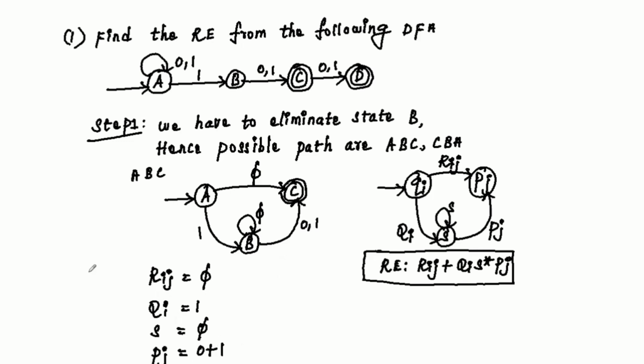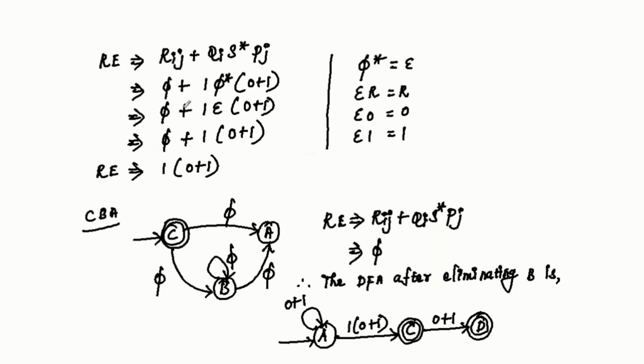Substituting these values into the formula Rij plus Qi s raised to the power star Pj. Here Rij value is null, Qi value is 1, s value is null, Pj equals 0 plus 1. Then substitute the values: Rij null plus Qi value 1, s value null raised to the power star. Then finally Pj would be 0 plus 1.